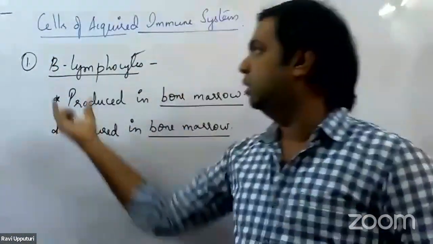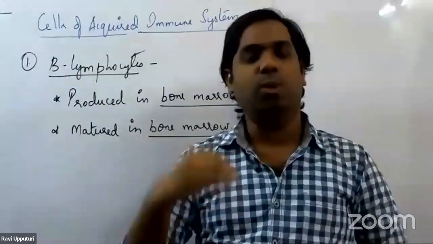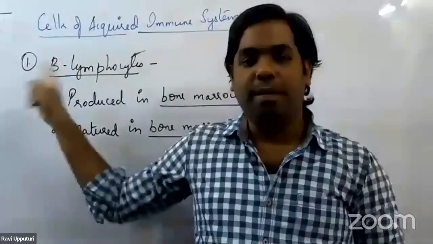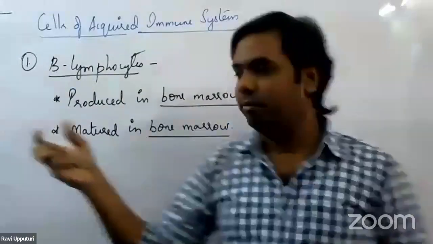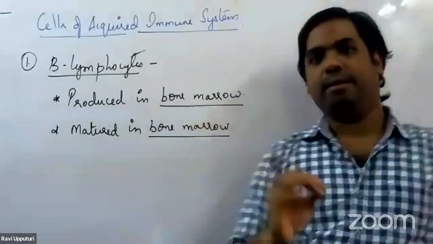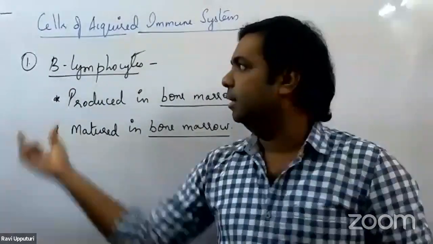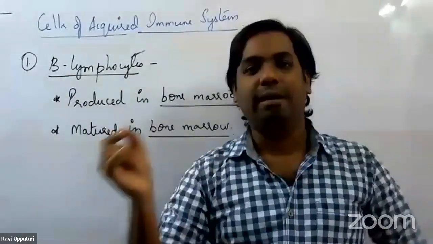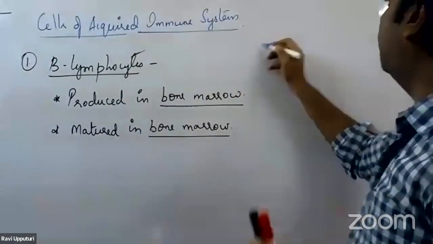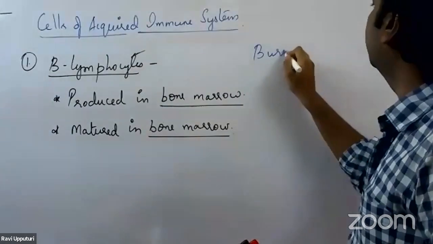Now, many a time we get confused about why the name B has been given to B lymphocytes, thinking it is because of the bone marrow. But that is actually a false statement. The term B is actually derived from something called the bursa of Fabricius.